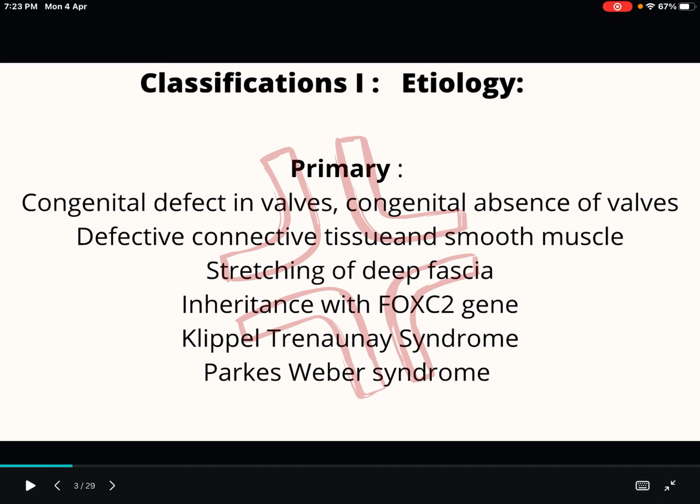We'll tell about CEAP classification later on. There also etiology is mentioned. So this classification is primarily on a primary and secondary basis: primary varicose veins and secondary varicose veins. For primary varicose veins, the cause is congenital defect in the wall or congenital absence of walls, and inheritance with the FOXC2 gene. These are the points that you have to remember from this slide.